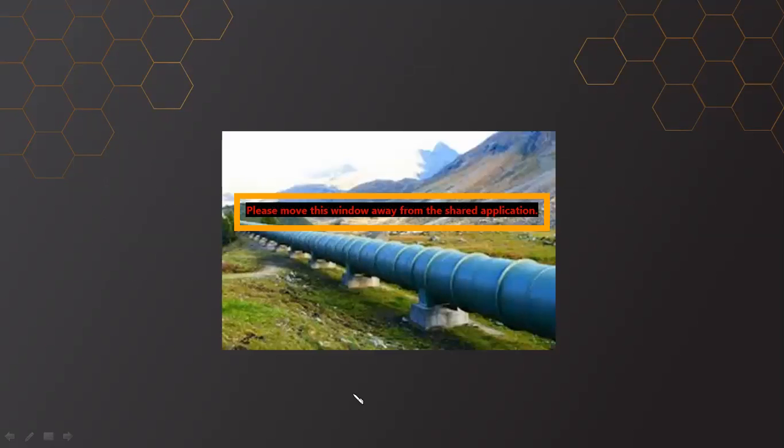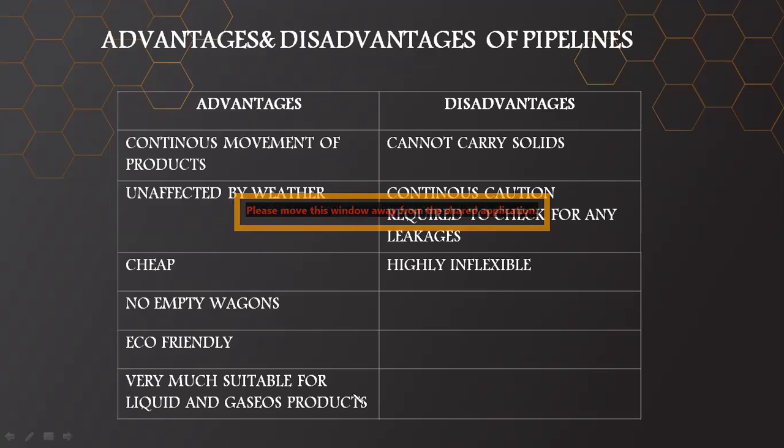We have to just set up this thing and we can move liquid items and gaseous items through this. Advantages: it helps in continuous movement of products. It is least affected by weather. It is very cheap. No empty wagon. What is this empty wagon? For example, a bus is moving from one place to another. It has to come back for the next travel. A train, for example, moving from Mumbai to Pune.